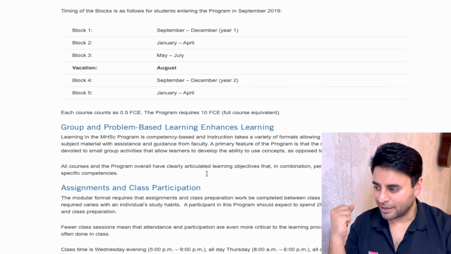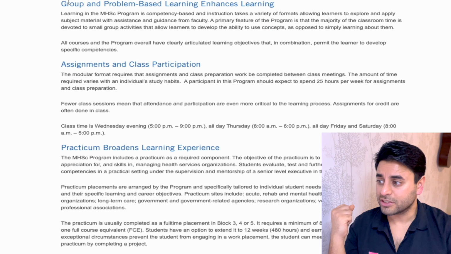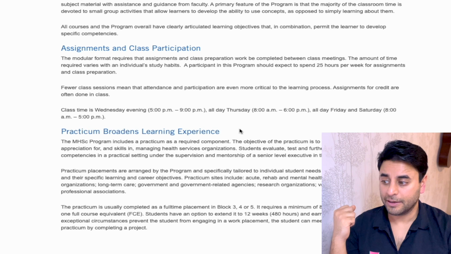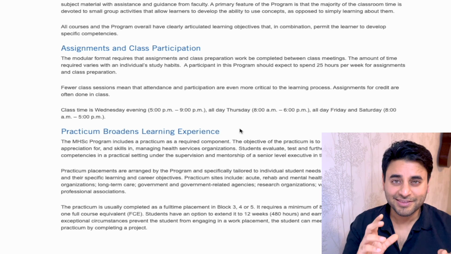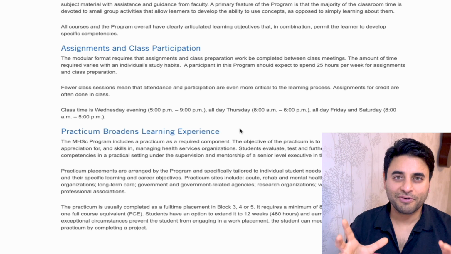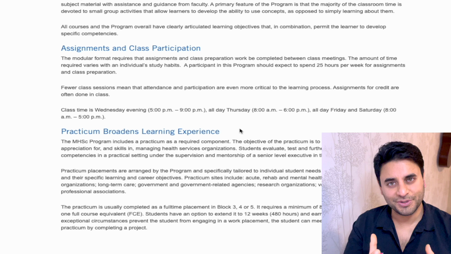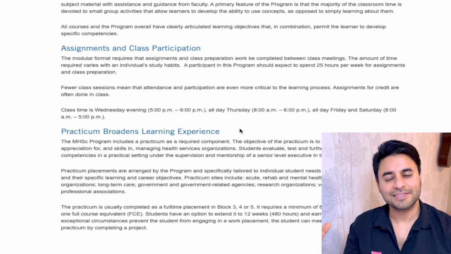and that's how the structure of the program should be. Other than that, there are assignments, class participation, there is group and problem-based learning, there is practicum. So practicum is different than project, and it's different than thesis. And there are a few different ways how they can offer you a good learning experience during that program. So always remember, these are all different things, and think about it.